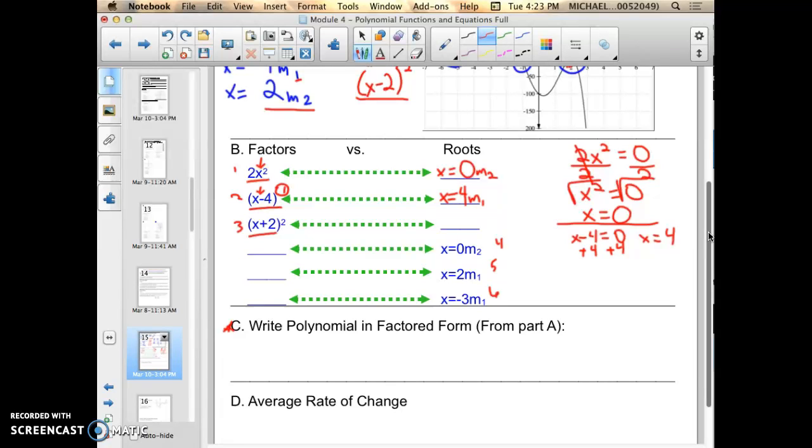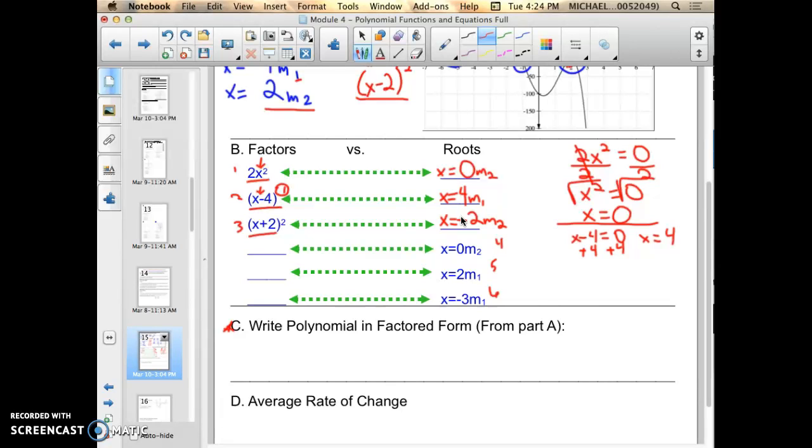So go ahead and try number 3. Pause the video here and try number 3. Give me the solution, x equals a solution with its multiplicity. Hopefully you've paused the video and you've tried this on your own. So the answer you should have gotten is x equals negative 2 with a multiplicity of 2. If you didn't get that, please raise your hand so I can come check your work.